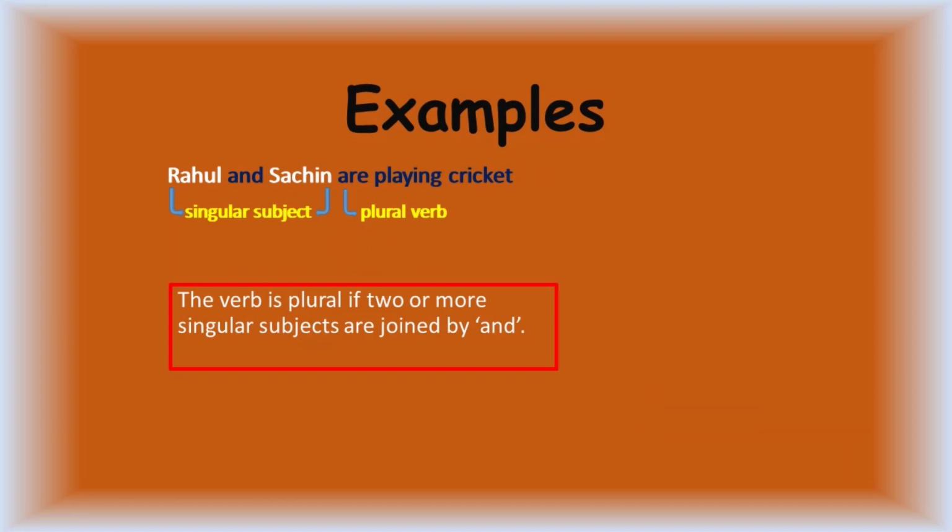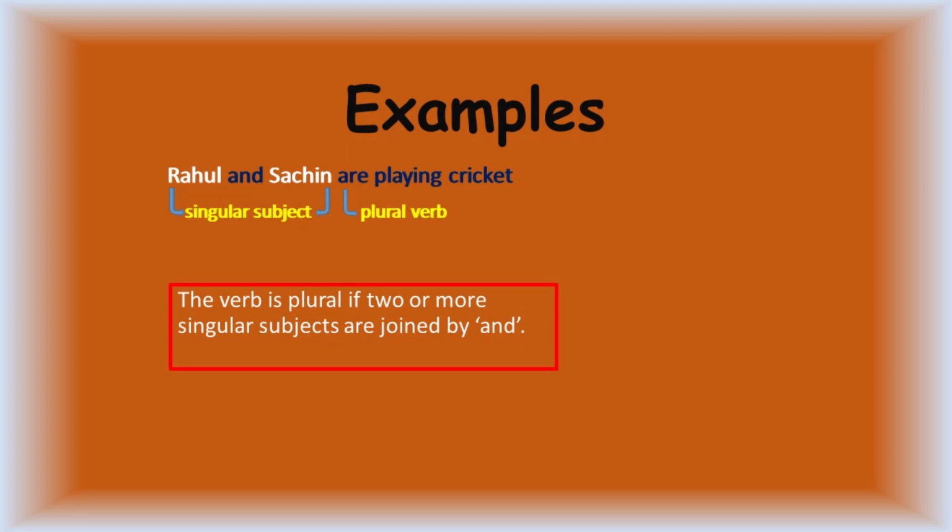Rahul and Sachin are playing cricket. Here in this sentence, we have two subjects, Rahul and Sachin. So what about the verb? Yeah, the verb is plural. Why? Because if two or more singular subjects are joined by and, Rahul and Sachin, the verb will be plural.